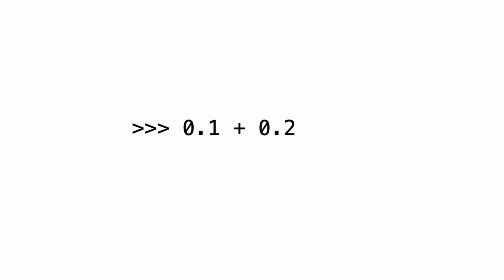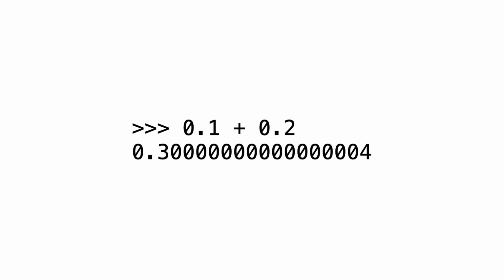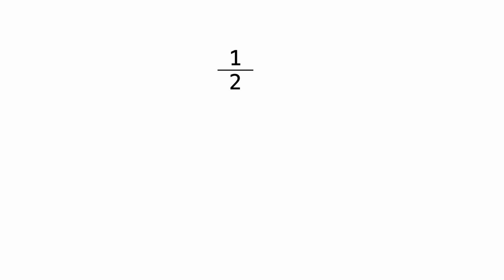What is the result of this calculation in Python? Yeah, it should be 0.3, right? Why does this happen? To answer this, let me ask you a question. This is a fraction. How would you represent it in decimals? Let's ask Python. Well, this one is easy. It's 0.5.